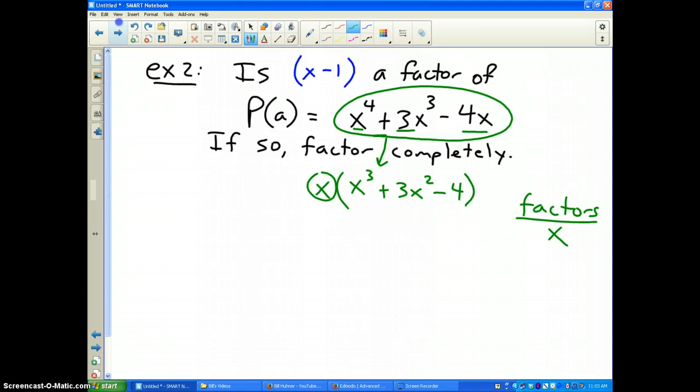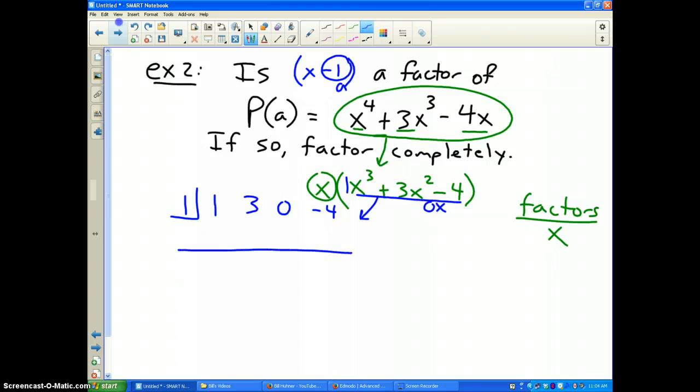Now, I don't need that x anymore. I just need what I'm underlining, because I'm continually breaking it down until my powers of x are 1s. So now I can do synthetic substitution or synthetic division. My a value is going to be 1. And then I write down my coefficients. 1, 3. Now the x term is missing, so that's 0. And then negative 4.